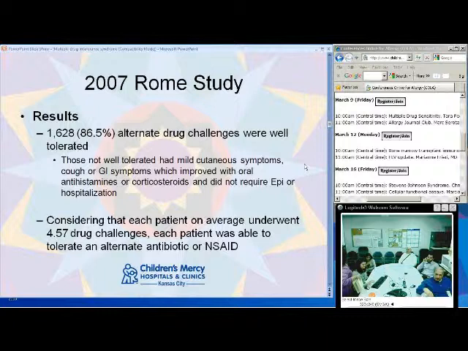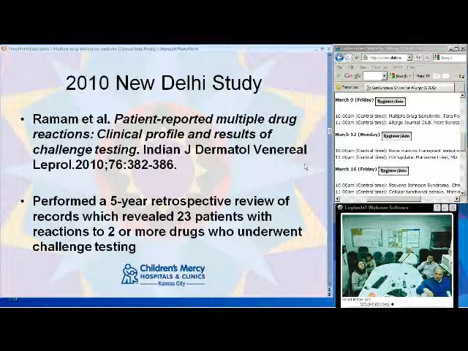Okay, so the next study, this one's really interesting. This was done in New Delhi in India and reported in 2010. It's called Patient Reported Multiple Drug Reactions, Clinical Profile, and Results of Challenge Testing. They did a retrospective review of records for 5 years. They only found 23 patients with 2 or more drug allergies. You remember in our definition it's 3 or more, but in this particular study they decreased it down to 2. And these patients also underwent challenge testing.